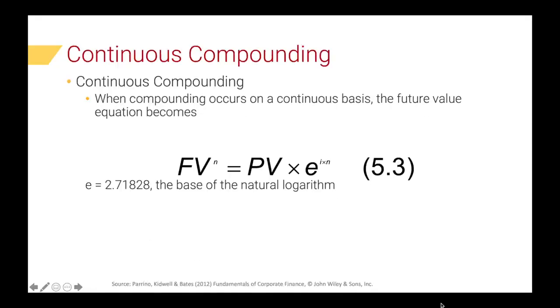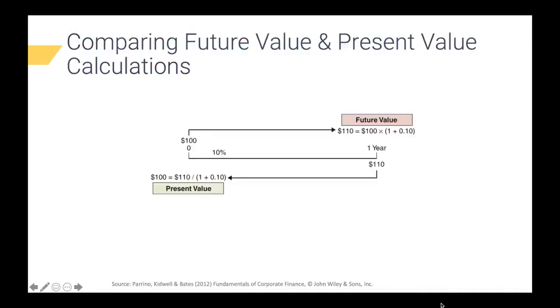Continuous compounding is when compounding occurs on a continuous basis, and therefore the future value equation implements the e value in the mathematics, which is 2.71828. And on the screen now is the equation for that. Comparing future value and present value calculations. We see here that $100 in year 0 at a 10% interest rate after 1 year will be $110. However, if we said we needed $110 1 year from now with a 10% interest rate, then we can say today I would need to invest $100.